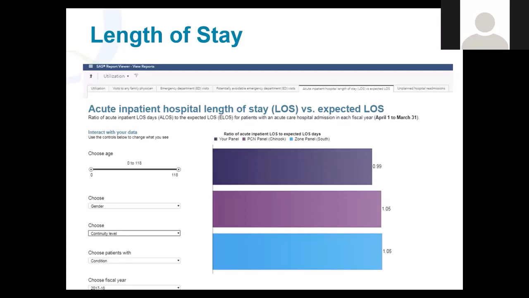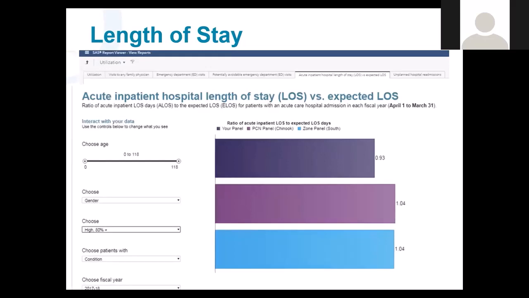I know it's very confusing, so it's a ratio. So in this panel, we would see for the 0.99 that this physician's patients have an actual length of stay that is very close to the Canadian average for ELOS. And you can see that the panel for the PCN actually is 5% worse than the Canadian average, and so is the zone. It's 5% worse than the Canadian average. So that's what the ratio is telling us.